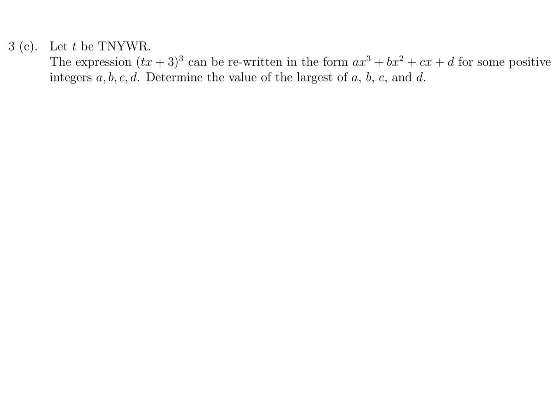T is the answer to the previous question, so that's 6. The expression Tx plus 3, all to the power of 3, can be rewritten in the form ax to the power of 3 plus bx squared plus cx plus d for some positive integers a, b, c, d. Determine the value of the largest of a, b, c, d. T is 6, right?